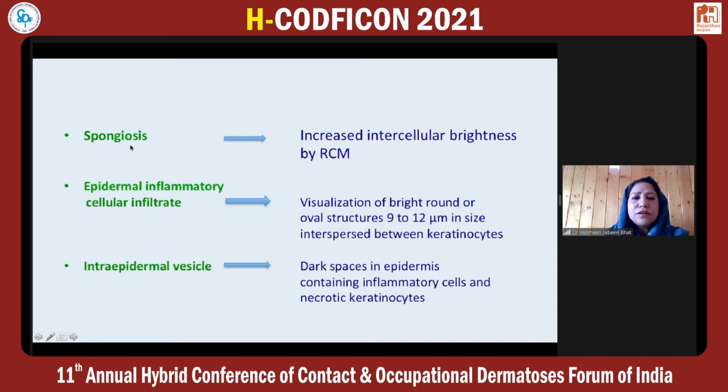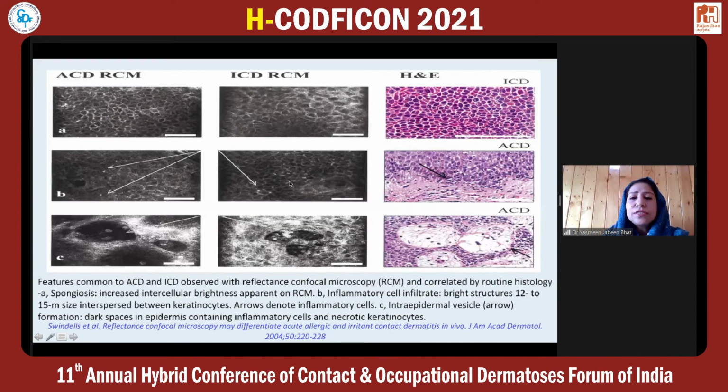And different conditions like spongiosis are shown by increased intercellular brightness. Epidermal inflammatory cellular infiltrate is seen as visualization of bright round structures, and intraepidermal vesicles appear as dark spaces in the epidermis containing inflammatory cells and necrotic keratinocytes. So this easily helps in differentiating allergic contact dermatitis from irritant contact dermatitis.